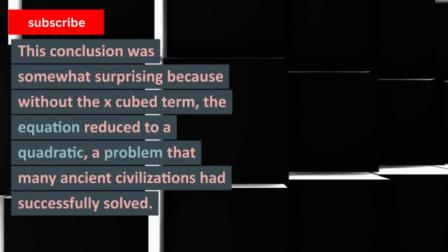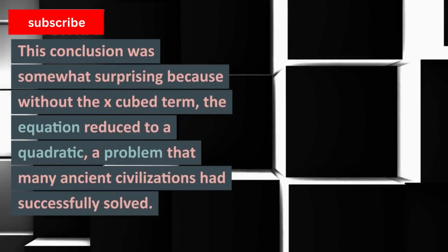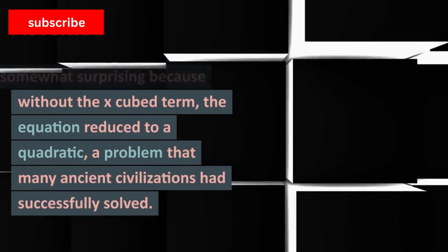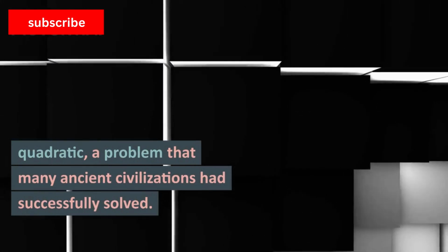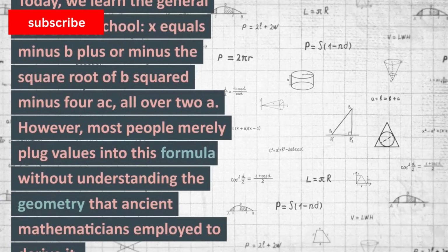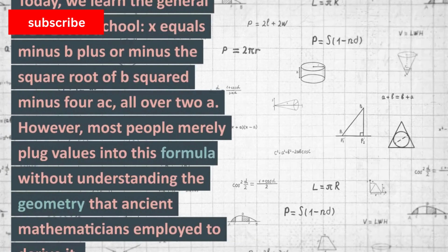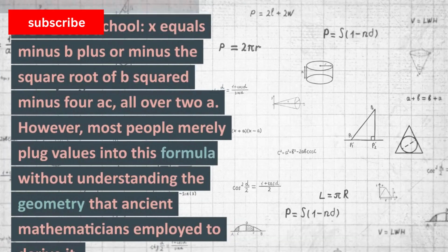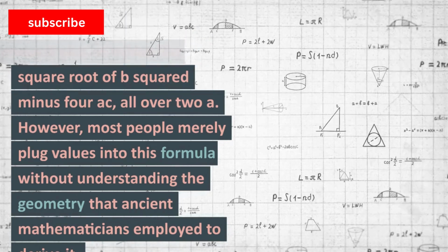This conclusion was somewhat surprising because without the x cubed term, the equation reduced to a quadratic, a problem that many ancient civilizations had successfully solved. Today, we learn the general solution in school. x equals minus b plus or minus the square root of b squared minus 4ac, all over 2a.